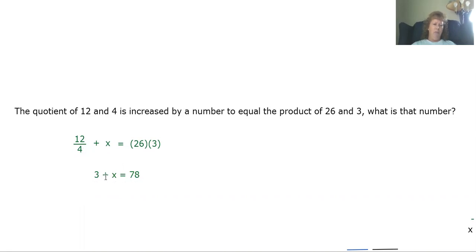So this problem has add x, but it has 3 plus x. So instead of doing 3 plus, I can do 3 minus, or minus 3. So if I subtract 3 from both sides, it will leave x all by itself on the left and give me 75 to equal x.